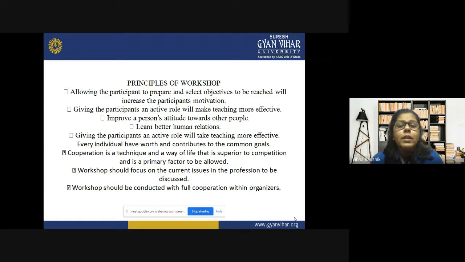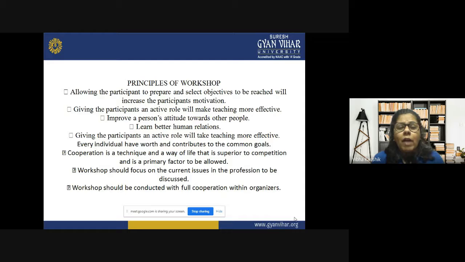The fourth one is learning better human relations, because they learn how to cooperate with each other, how to collaborate with each other, and how to respect other viewpoints also. So the workshop is helping the learners or the participants to learn better human relations. The next one is giving the participants an active role will make teaching more effective. If they are given an active role, then the teaching will be more effective.